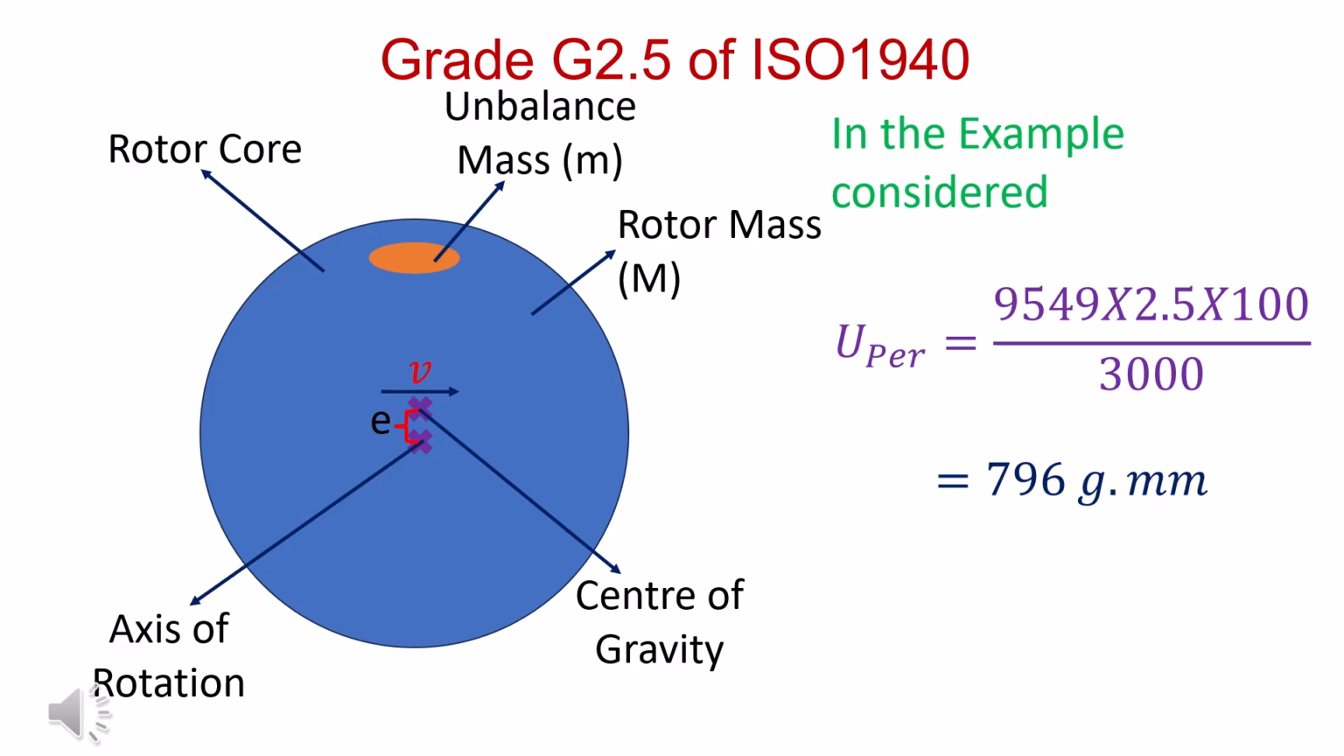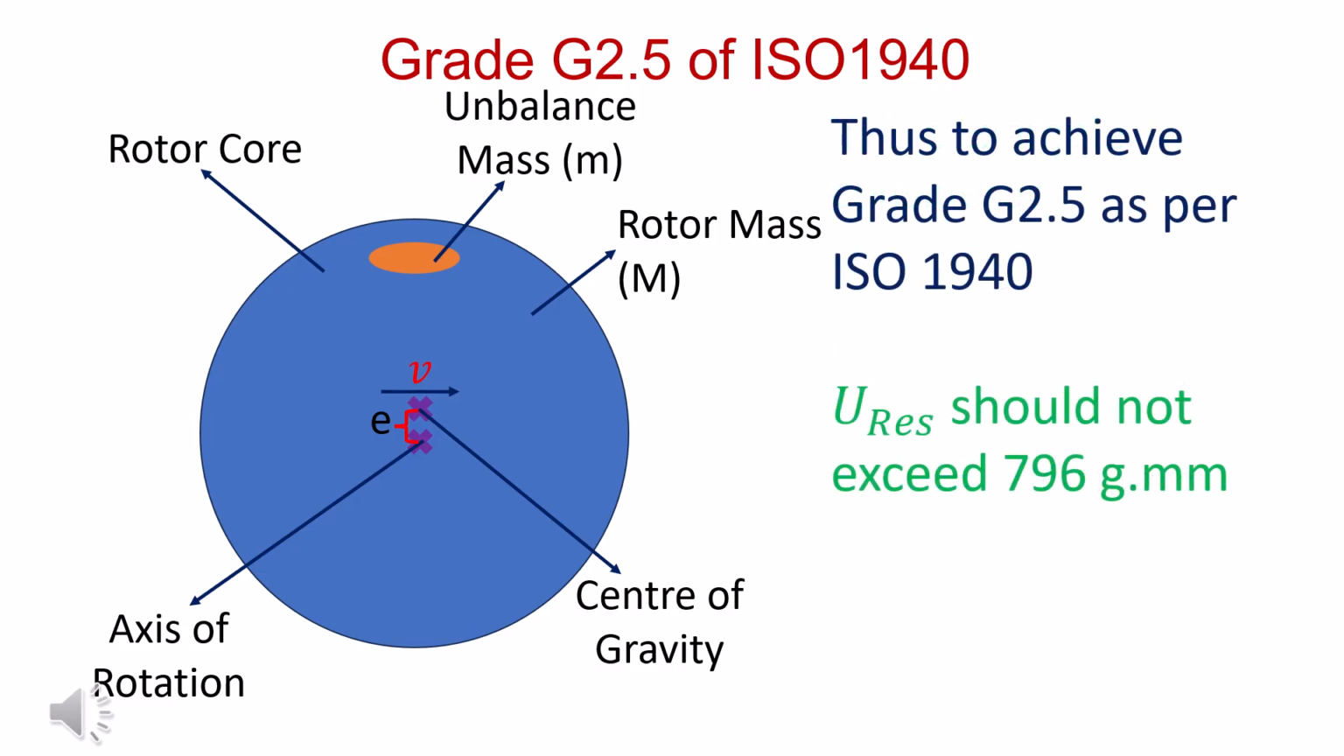In our example, permissible unbalance is equal to 9549 into 2.5 into 100 divided by 3000, which is equal to 796 gram mm. Thus, to achieve grade G 2.5 as per ISO 1940, permissible residual unbalance should not exceed 796 gram mm.